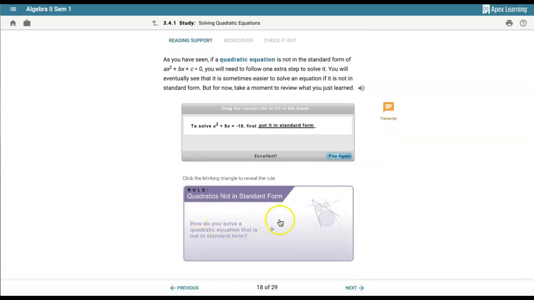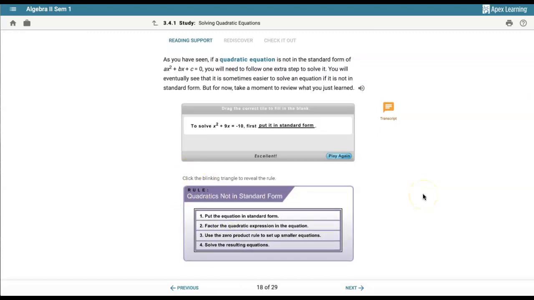So again, how do you solve a quadratic equation that's not in standard form? Easy. Put it in standard form, factor it, then use the 0 product rule, and then solve the resulting equations.